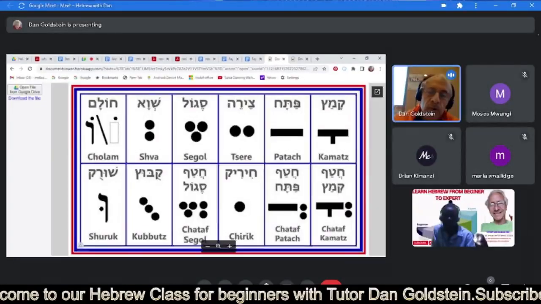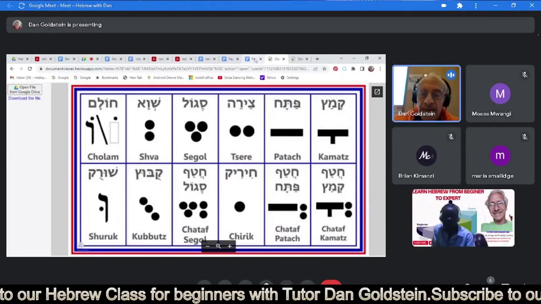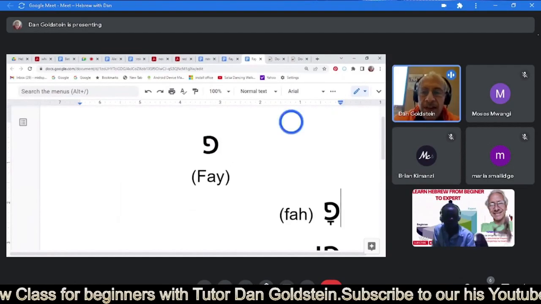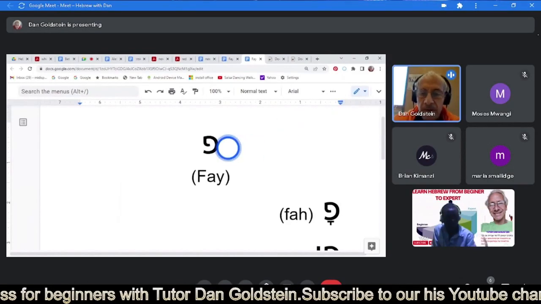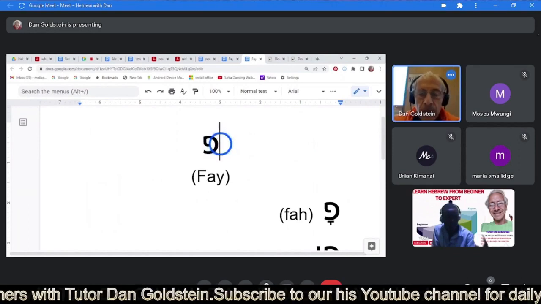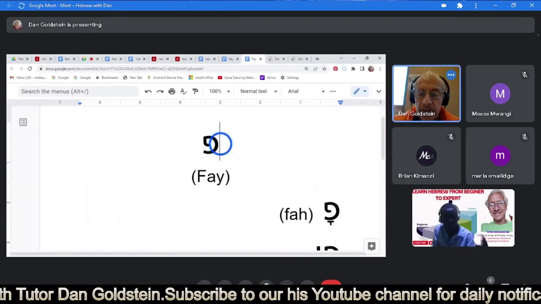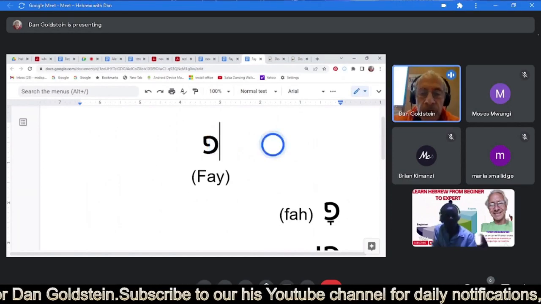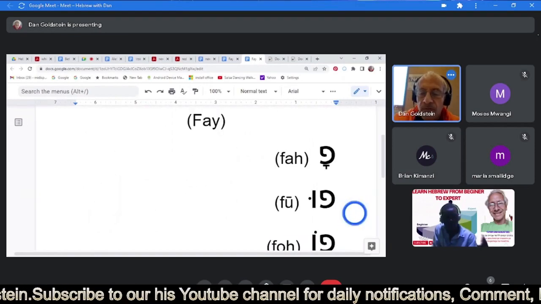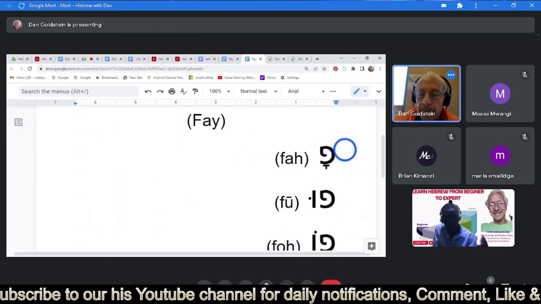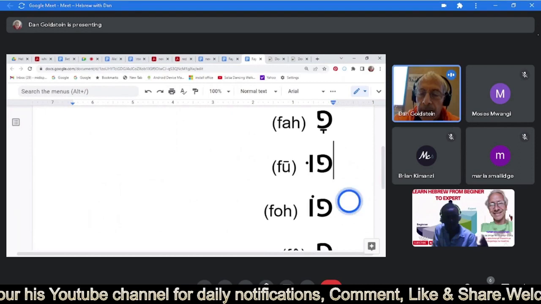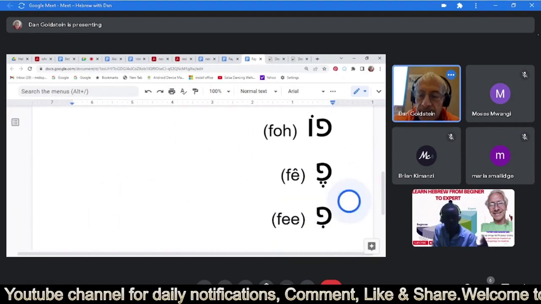The letter that we're learning today is called Fe. Fe has the F sound, like Frank or forest or friend. It has the F sound, and it combines normally with all of the vowels that we're learning, and I'll recite them for us. Fa, fu, fo, fe, fi.